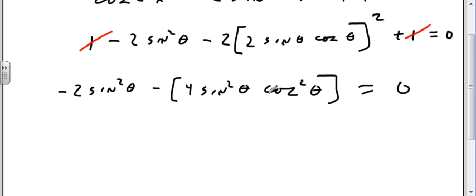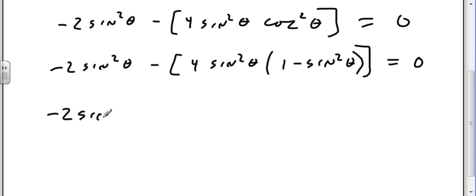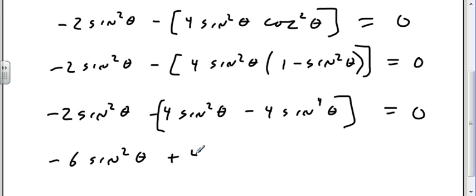And that's supposed to be 0. Now, cosine squared is 1 minus sine squared, right? So minus 2 sine squared theta minus 4 sine squared theta times 1 minus sine squared theta is equal to 0. All right, so now I got minus 2 sine. Is there an easier way to do this that I'm not seeing? Minus 4 sine, minus 4 sine to the 4th theta is equal to 0. Right, so I got minus 6 sine squared plus 4 sine to the 4th has to be 0.